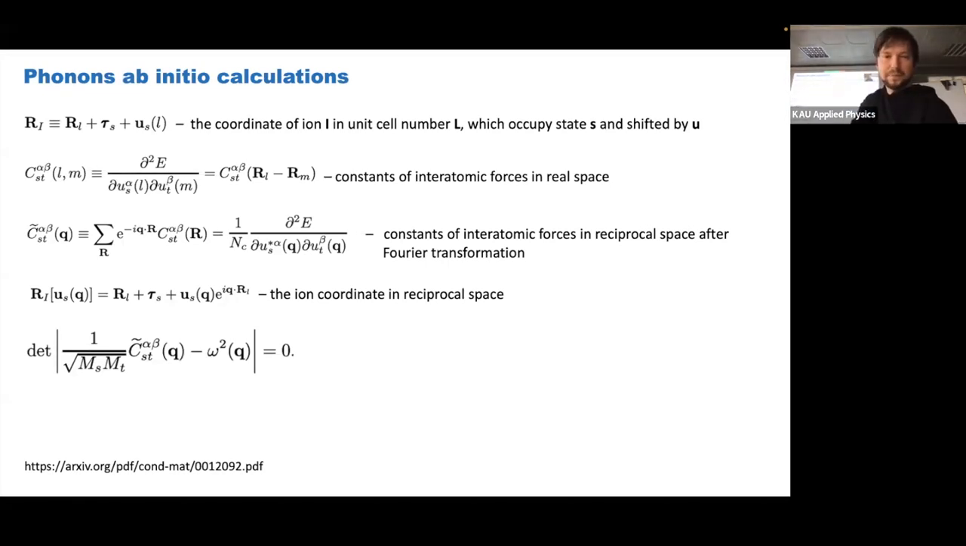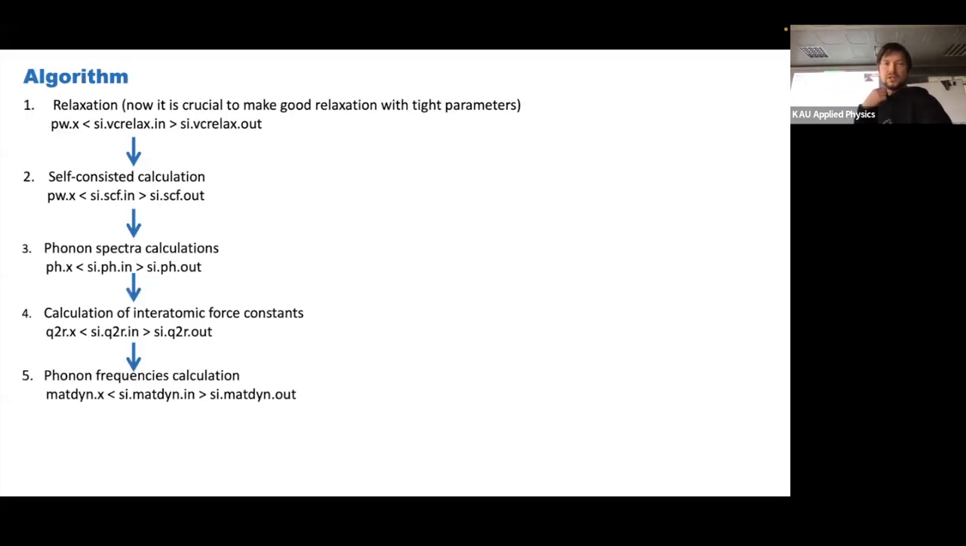Now, if you say that you have finished the calculation, what have we done? We made relaxations. Relaxation is a very crucial part to establish the force equilibrium. If you have a non-relaxed structure, we will have some forces that can be rather huge, and these forces will make huge distortion to our calculations, because we are working with forces in all this phonon stuff. Then we made self-consistent calculations, also very precise, to get electronic density. And with this electronic density, we should go to phonon spectra calculation.